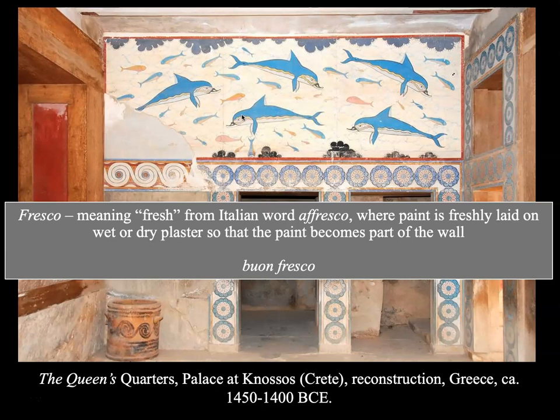And if you don't know what fresco means, fresco comes from the Italian word for fresh, where paint is freshly laid on wet or dry plaster so that the paint becomes part of the wall. This is a very famous painting technique that the Italians got from the Greeks. Italians in the Renaissance period were copying famous Greek standards and were inspired by their work. And so this word fresco comes from the Italian word because of their use of it as well.